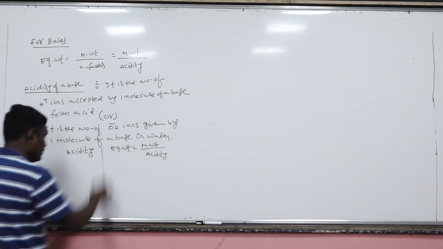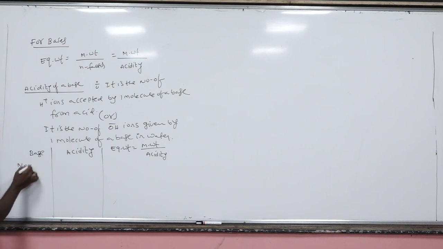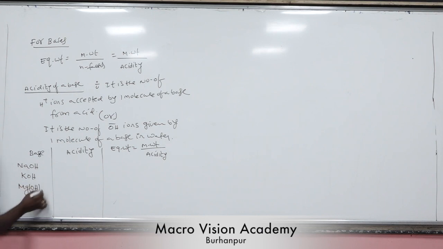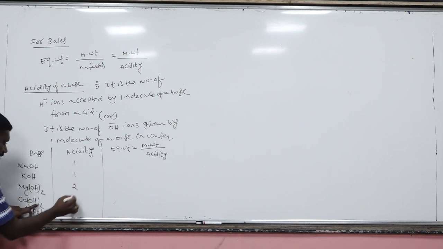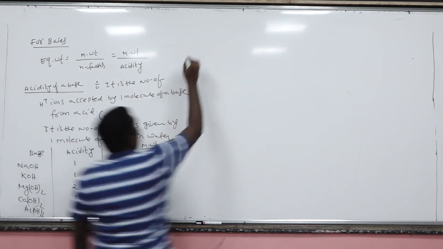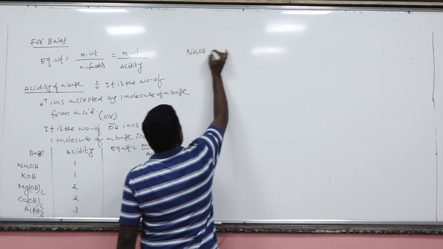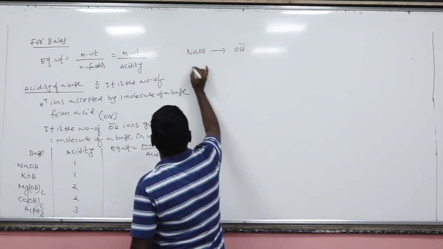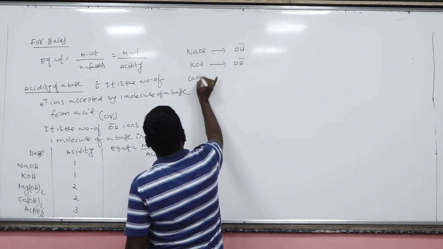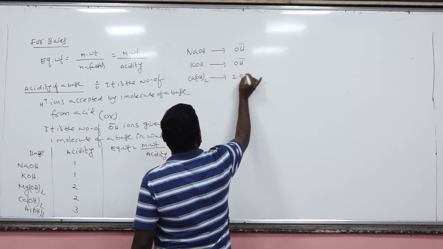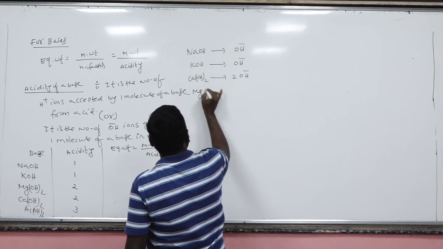Now sodium hydroxide, potassium hydroxide, magnesium hydroxide, calcium hydroxide, aluminum hydroxide. How many OH minus ions are present? 1. Here also 1. Here 2. Here 2. Here 3. That means if you take one molecule of NaOH, when it is ionized, it gives how many OH minus ions? Only 1. If you take KOH, it will give only one OH minus ion. Let's suppose calcium hydroxide is there, it will give how many OH minus ions? 2.